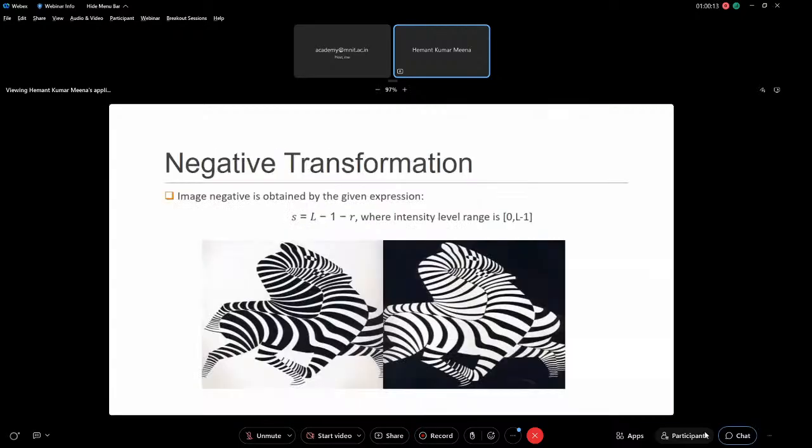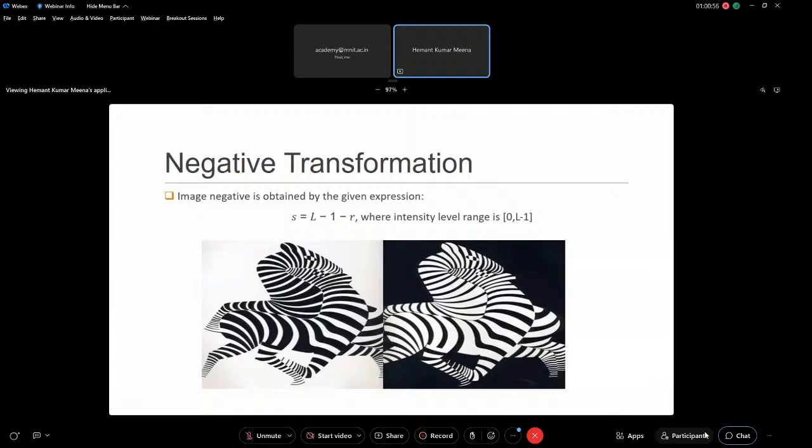Now another operation we see is the negative transformation. Depending upon our different objectives, we want to focus upon certain aspects of the image and extract some information. For example, in this negative transformation image, you see a zebra-like picture on the left-hand side and the transformed one on the right-hand side. If you notice the difference, the contrast has changed. What was earlier white has become black, and what was black has become white.